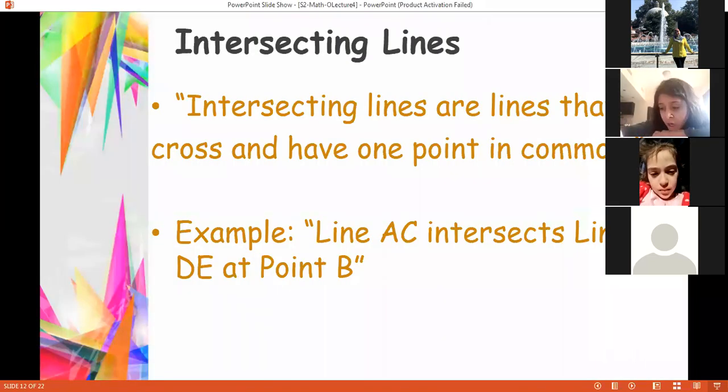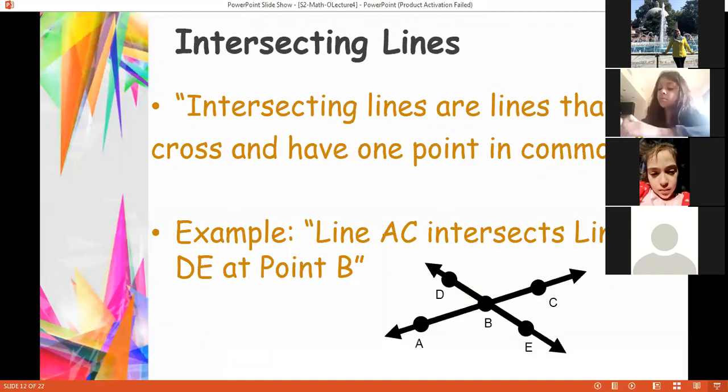Now, the lines. I'm going first to talk about intersecting lines. Intersecting lines are lines, of course, that cross each other and they have one point in common. So two intersecting lines cross, they pass through each other, and they have one point in common. For example, this line AC. Can you see the line AC? Can you see the line DE? So the line AC and the line DE cross each other at a point B.